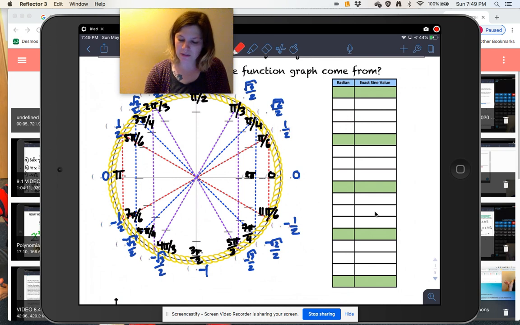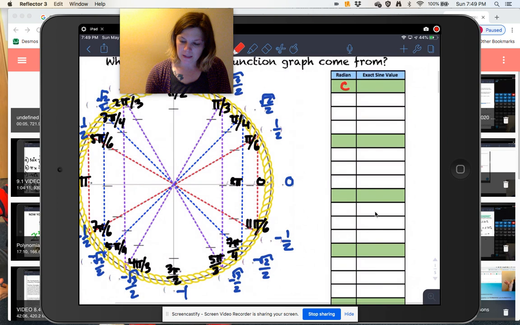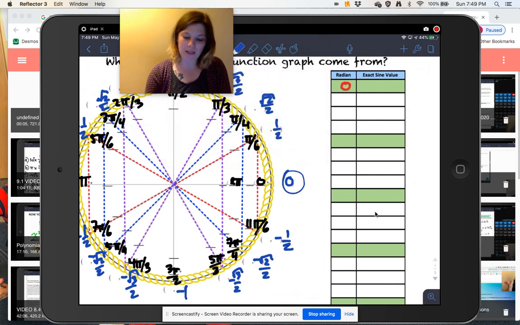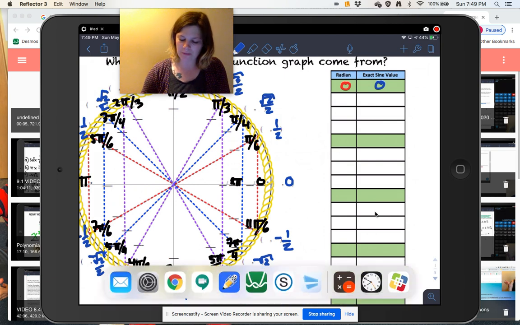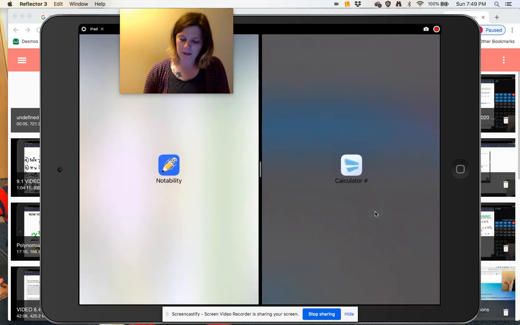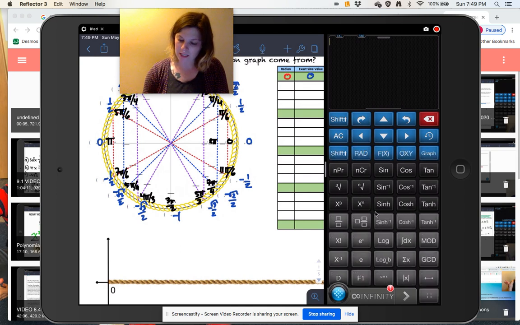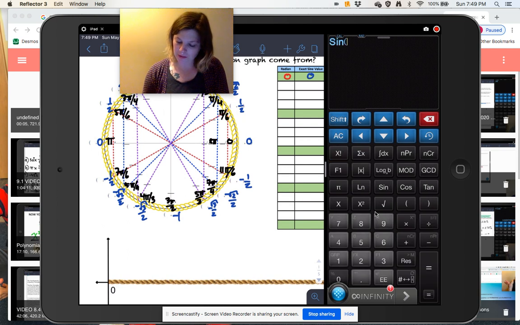We're starting at 0 for our radians. And I'm just going to put in the sine value that goes with that, which is the y value of that point. It's 0. Now, if you're not sure and you want to check your answer, you can use your calculator. Make sure you're in radians, go to the second page, and do sine of 0, and hopefully I get 0, which I did.